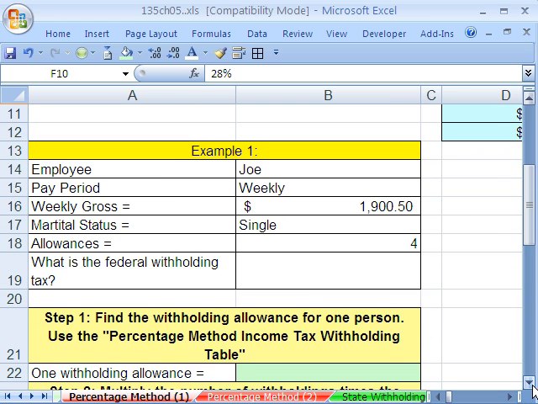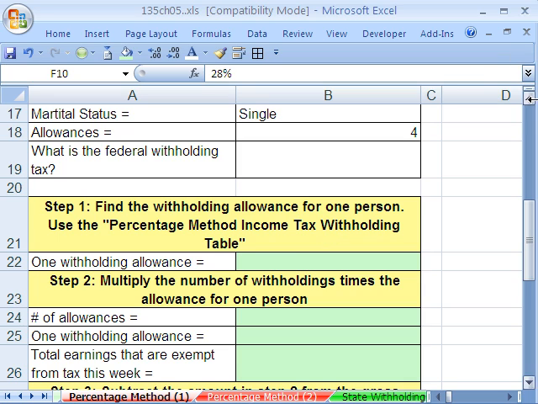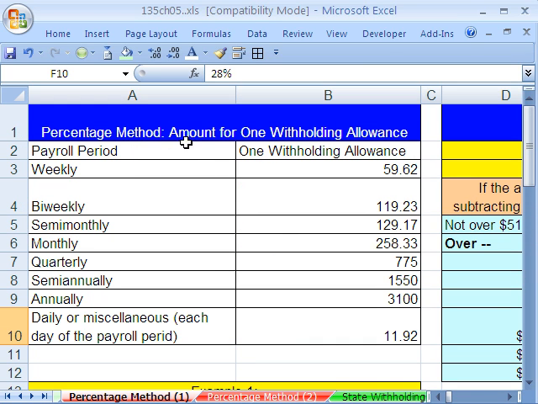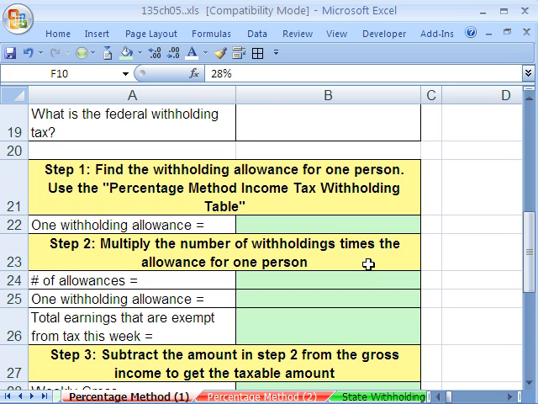All right, step 1. Let me scroll here. So here's Joe, weekly, single, 4. Step 1, find the withholding allowance for one person. Use the percentage method income tax withholding table. Well, that's up above here, right? So all it is, is going up here and finding the amount for one withholding. Oh, it's $59.62. So I'm going to come down here and type in 59.62. You could also do a reference up there if you want. So that's it for step number 1.